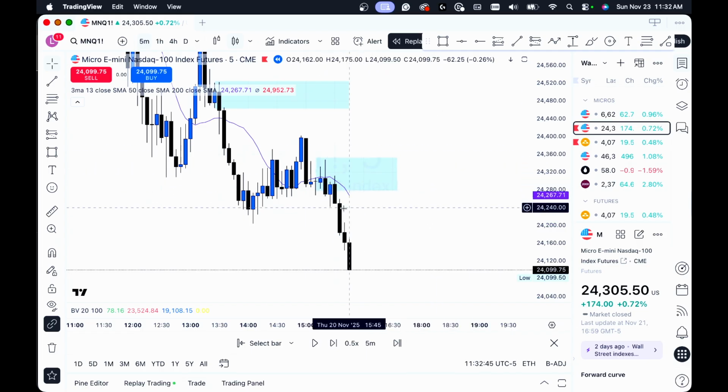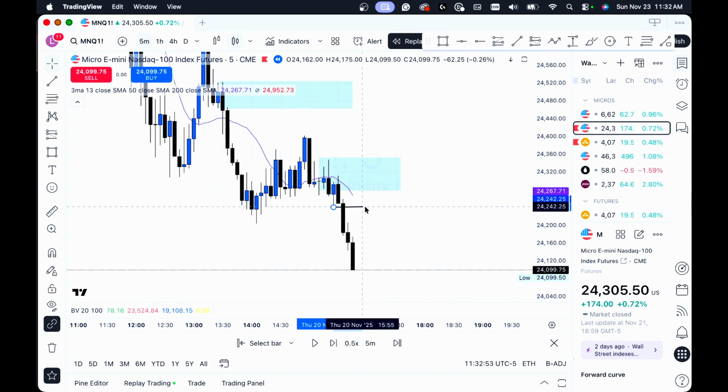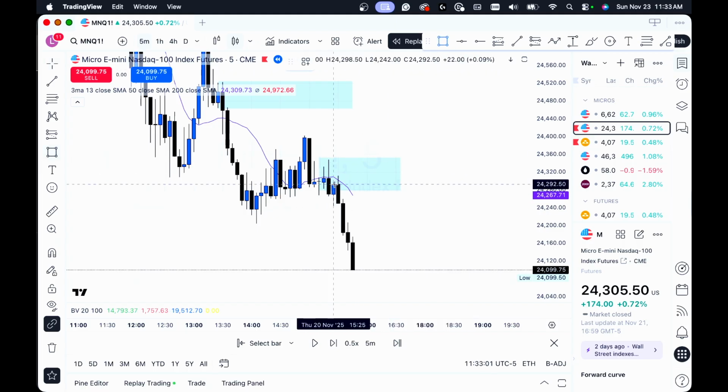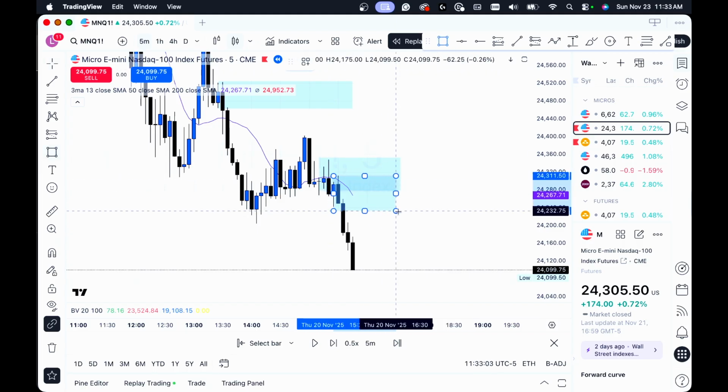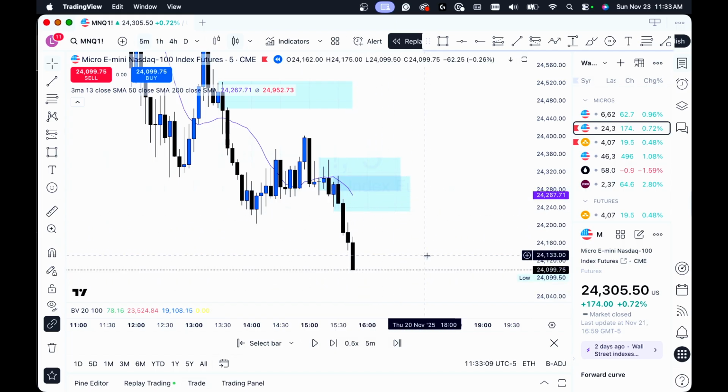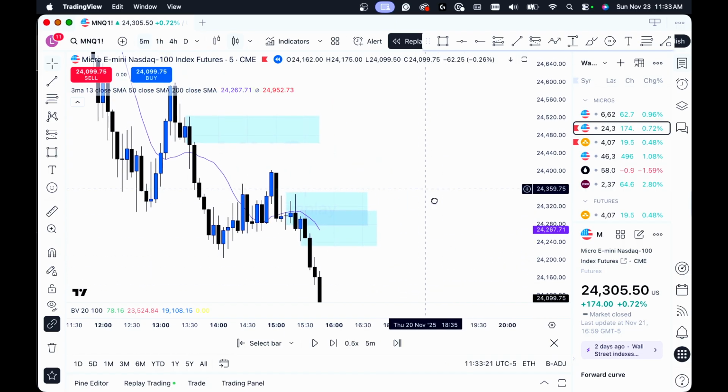Right? Price broke structure again. Right here. It broke structure. It broke structure again. Price broke this structure. Guess what you could do? You could draw another supply zone right here. And boom. Wait for price to come up. If it does, you know what I'm saying? Take it back down. That is it, fam. That's how you draw your supply and demand zones.